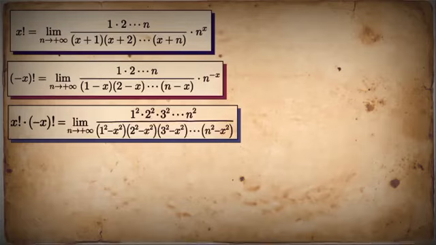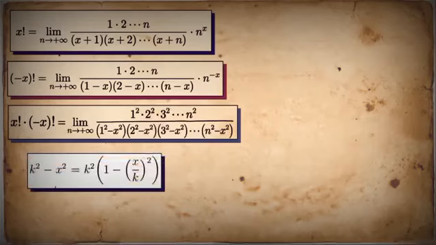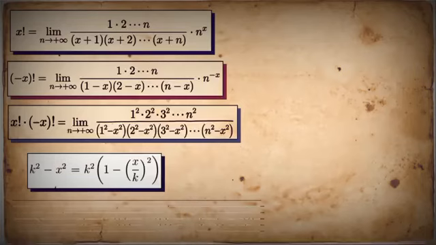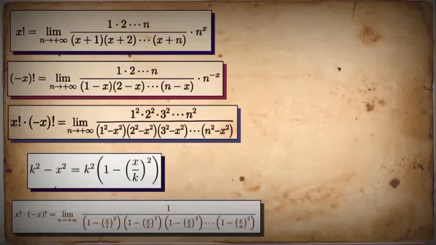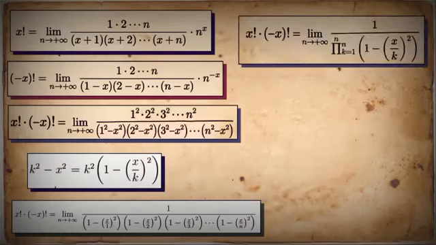The denominator becomes the product of all factors of the form k squared minus x squared, for k running from 1 to n. Each denominator factor k squared minus x squared can be factored and rewritten. Dividing numerator and denominator each by k squared, the factor k squared minus x squared becomes k squared times the quantity 1 minus the square of x over k. After the k squared values cancel with the squared product in the numerator, what remains in the denominator is simply the product of factors 1 minus x over k squared, for k running from 1 to n, all in the limit as n tends to infinity.